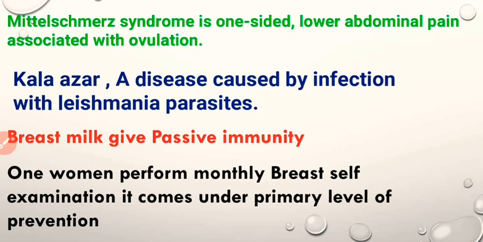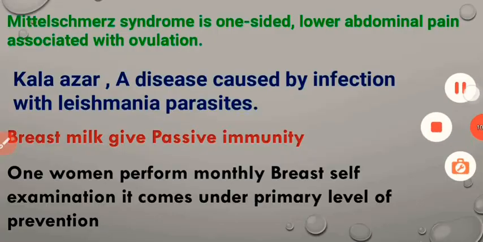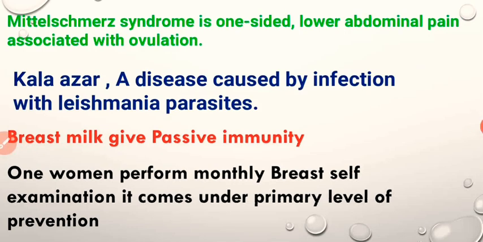Then the secondary level of prevention includes early diagnosis and treatment. Various diagnostic measures include the pap smear test. Sorry, I made a mistake here, please correct it: monthly breast self-examination comes under the secondary level of prevention. As I said, the secondary level of prevention includes early diagnosis and treatment. So breast self-examination and the pap smear test for cervical cancer are all included in the secondary level of prevention. Please correct that breast self-examination is included in the secondary level of prevention.